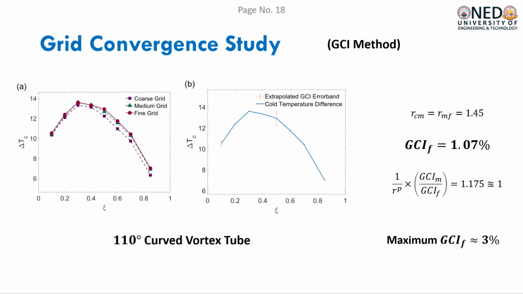Similarly, GCI is maximum in 110 degree curved vortex tube at cold mass fraction of 0.5, while same kind of convergence is observed from 3 different grids. The maximum GCI is 3% in the curved vortex tube.